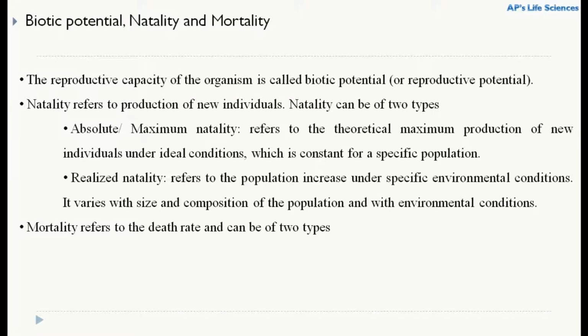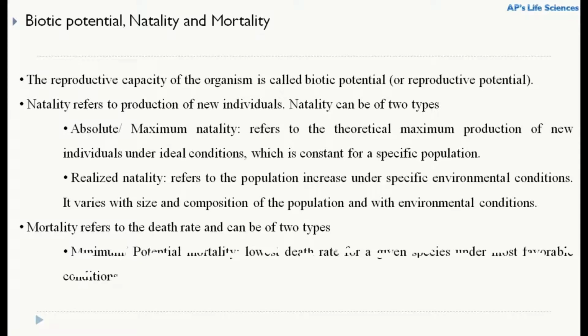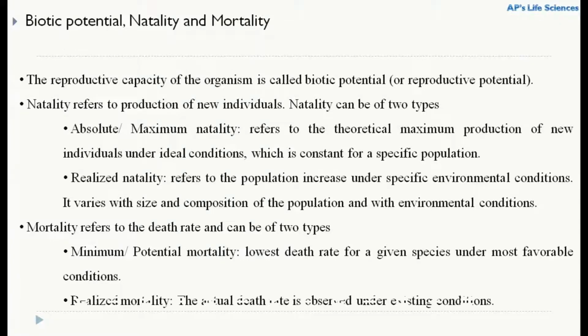Mortality refers to the death rate, and this can be of two different types: minimum or potential mortality, which reflects the lowest death rate for a given species under the most favorable conditions. If a species gets the most favorable conditions, then obviously the death rate will be lower, and the least death rate is the minimum mortality or the potential mortality. Similarly, the realized mortality reflects the actual death rate in the observed, existing environmental conditions.